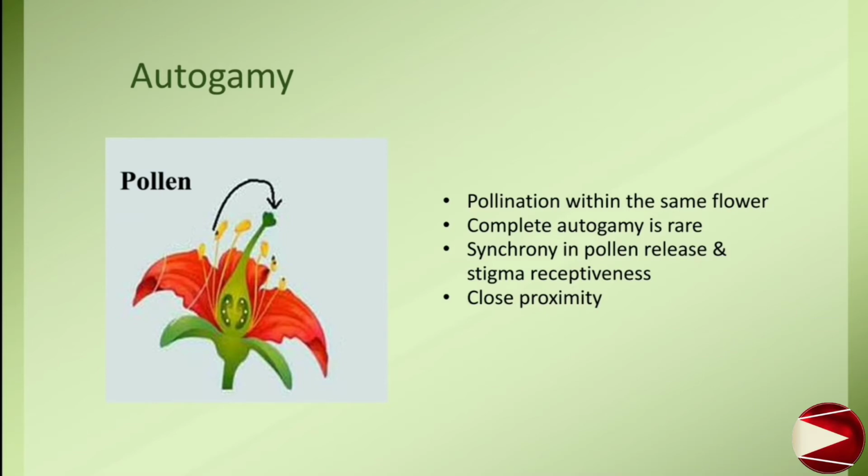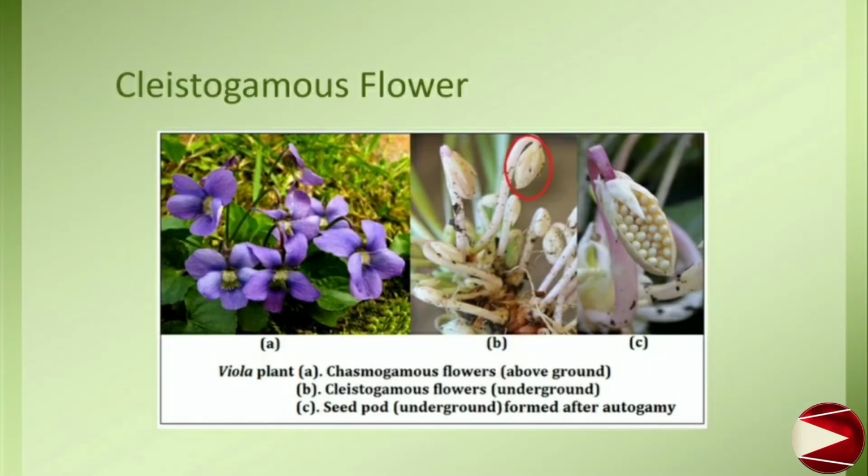In autogamy, pollination occurs within the same flower, hence, flowers must be bisexual. Yet, complete autogamy is a rare phenomenon. For autogamy, dehiscence of anther and receptivity of stigma should occur together. Moreover, they should lie close to each other.